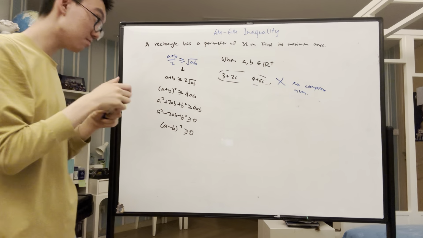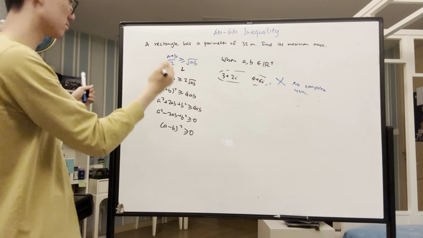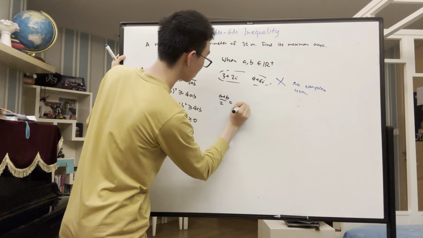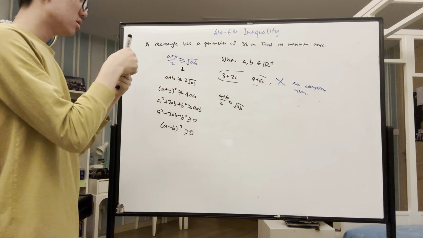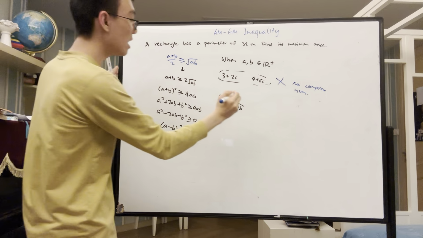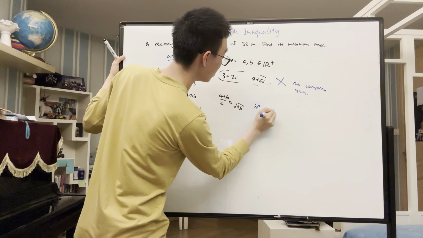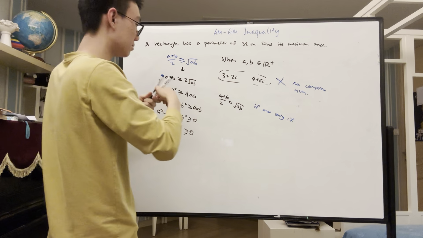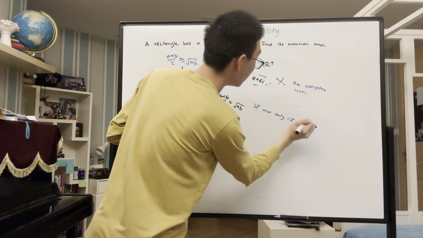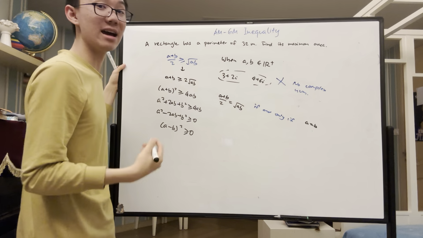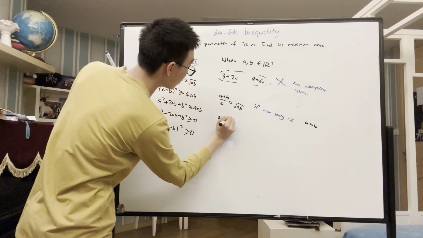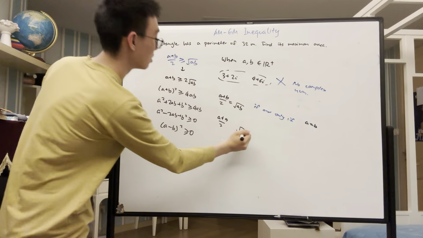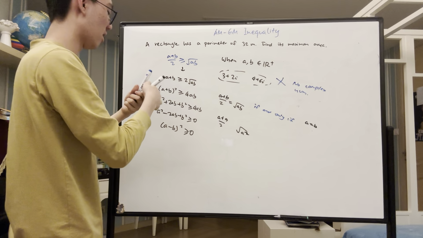Okay? And the second thing is, when is this equal? In other words, when does the equality case hold? This is equal if and only if A is equal to B. Because in this case, the left-hand side is going to be A plus A over 2, and the right-hand side is going to be square root of A squared, both yielding a value of A.